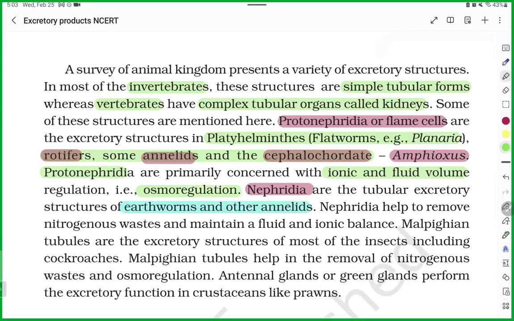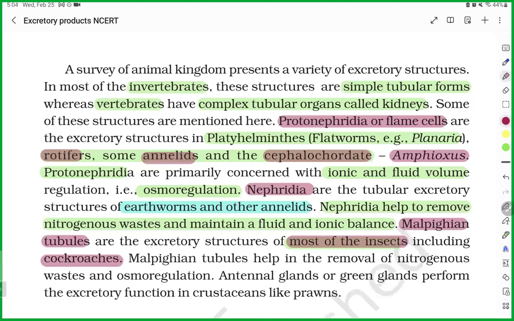So what is the role of these nephridia? Both removal of nitrogenous waste as well as osmoregulation. So the primary function of protonephridia is osmoregulation, while nephridia do both removal of waste and osmoregulation. Third, you have Malpighian tubules. These are present in most insects, and when we say most insects, we are also mentioning cockroach. This question has already been asked 2 times. Cockroach has Malpighian tubules, correct?